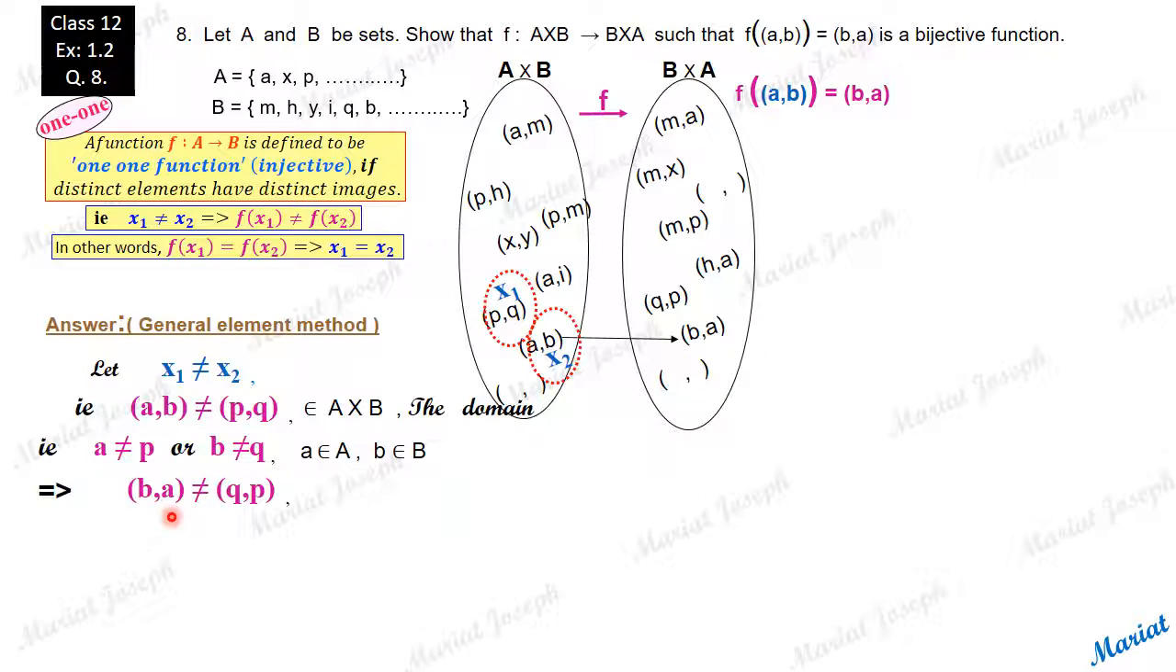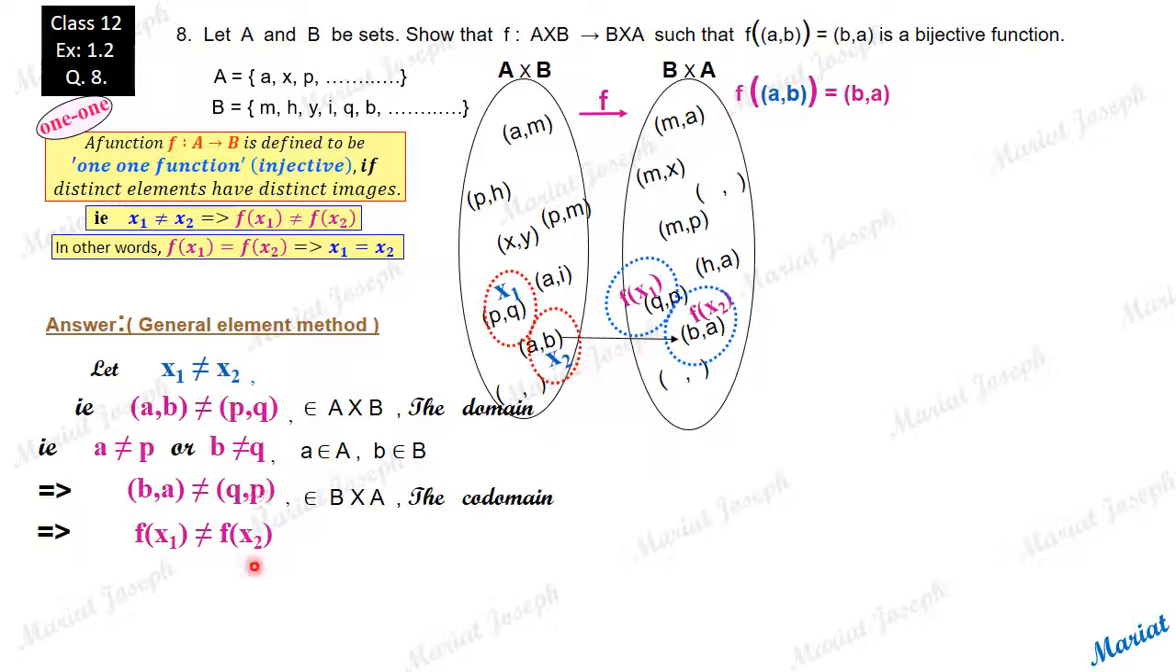Now notice one thing. What is BA? BA is the image of AB under this rule. AB's image is BA. Likewise, image of PQ is QP. What we have now written is actually image of x1 and image of x2 are unequal, where x1 is the ordered pair AB, x2 is the ordered pair PQ. So here, when we took two unequal elements in the domain, we are getting their images unequal.